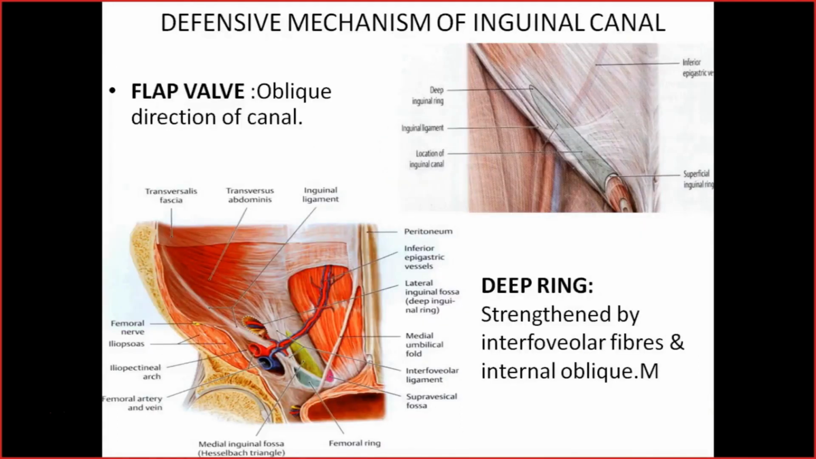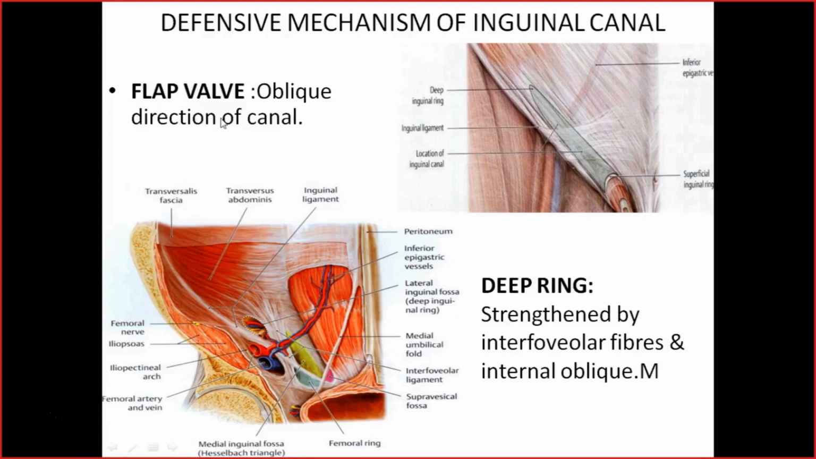Now, why does the inguinal canal have a defensive mechanism? Why is this mechanism needed? We have this defensive mechanism because the canal is considered a weak point, because we have 2 openings here. So obviously some contents can protrude from the abdomen into the inguinal canal and come out. To avoid that, we have some defensive mechanisms.